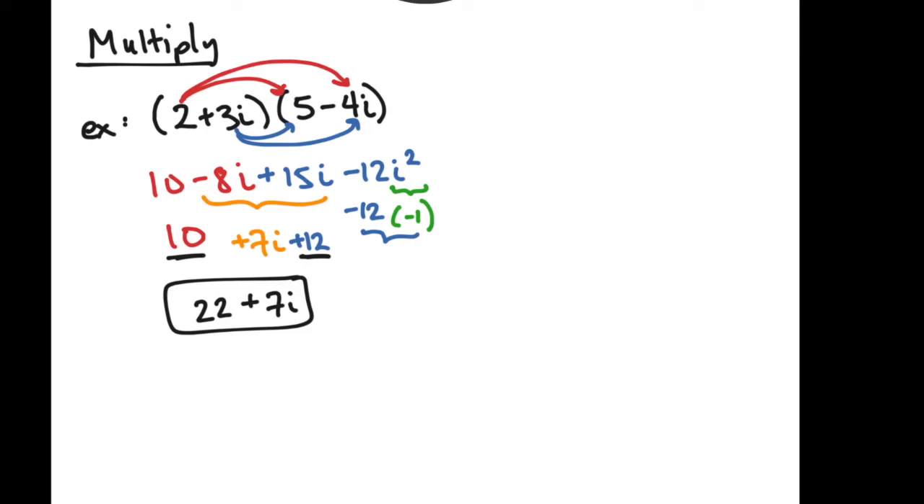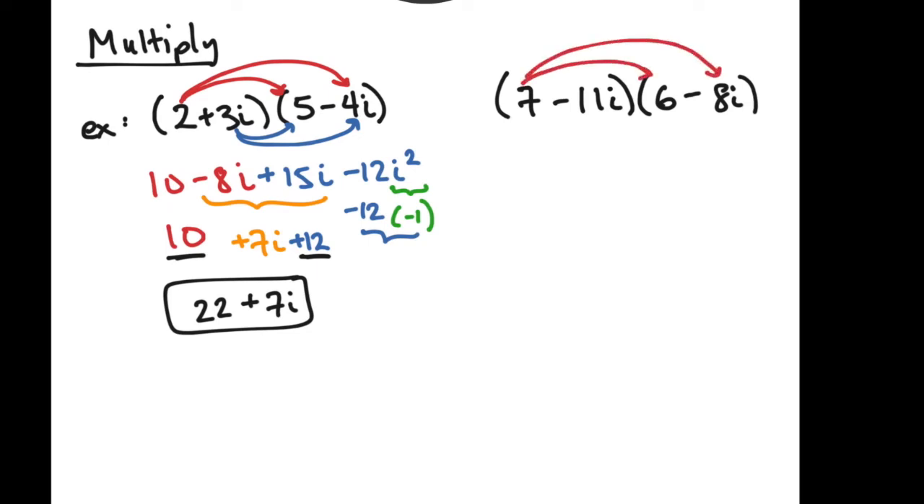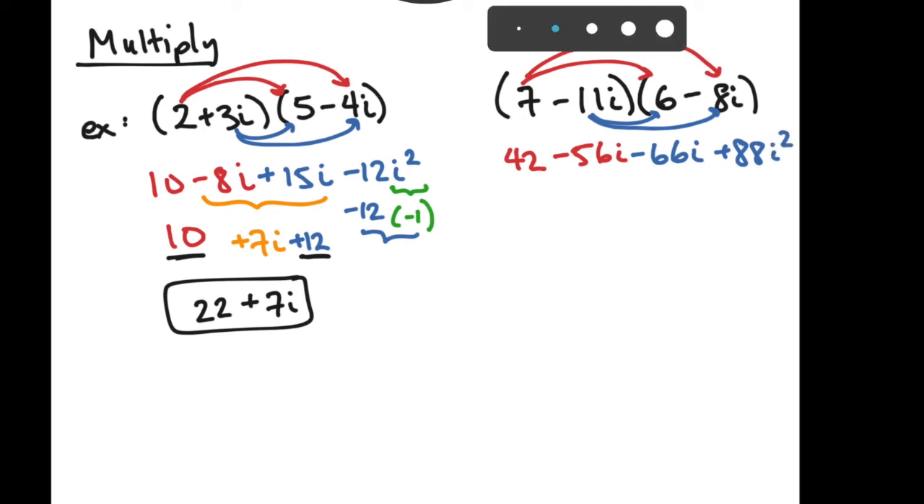Let's try another one. Let's do 7 minus 11i times, let's say, 6 minus 8i. Again, distribute this out. So that'd be 42 minus 56i. Multiply these two out. Negative 66i plus 88i squared.